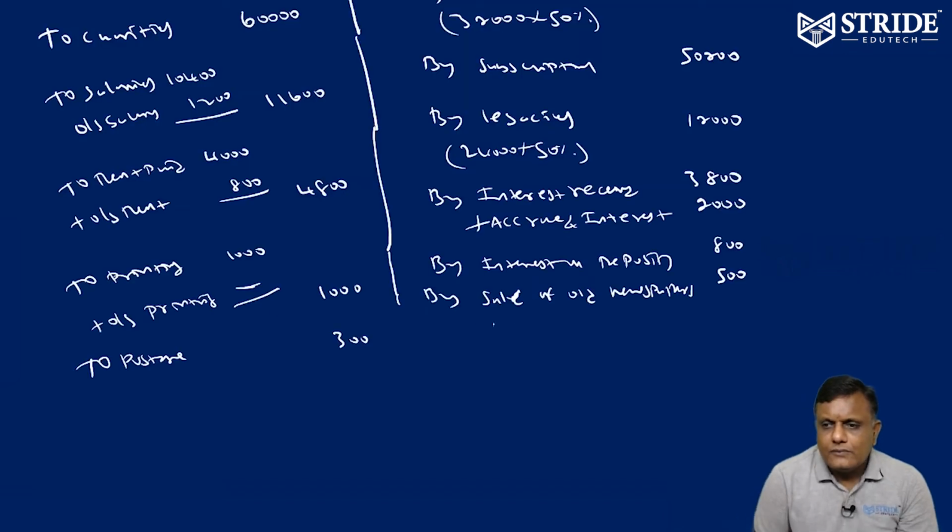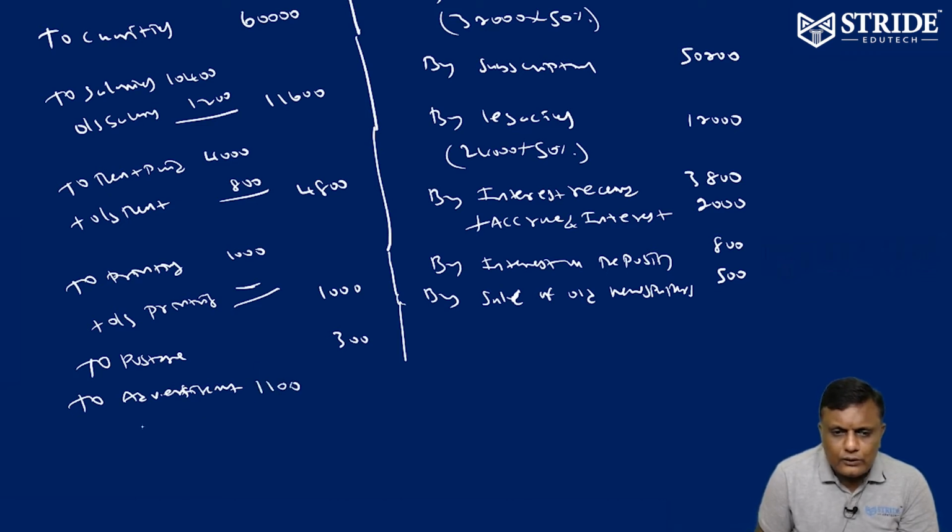Okay. So to advertisement paid 1,100 plus outstanding advertisement, which is 200. So total 1,300.